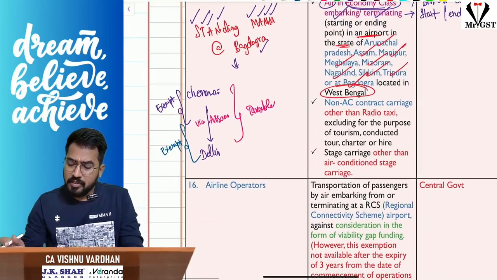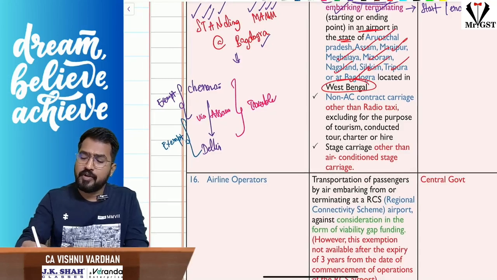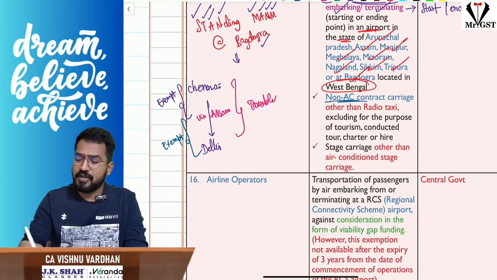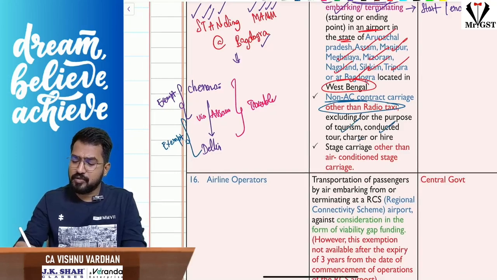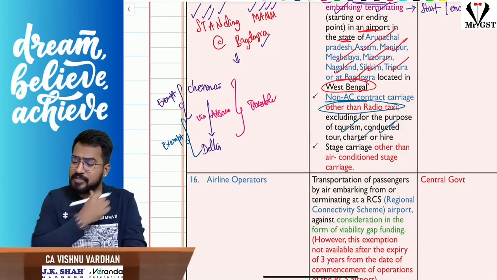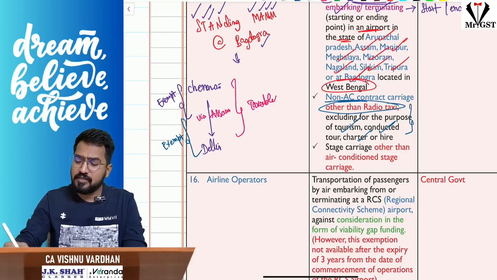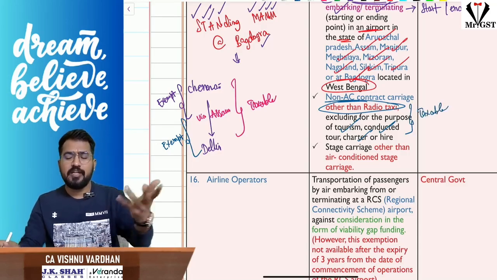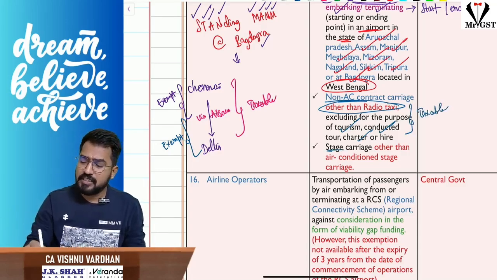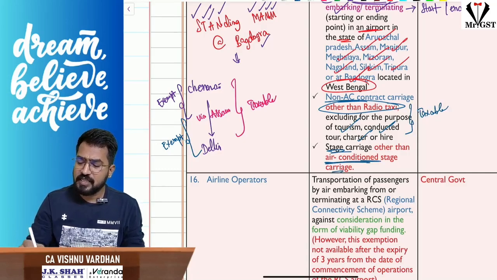Next, if you are transporting passengers through non-AC contract carriage other than radio taxi, excluding tourism purpose, conducted tour, charter or hire, then it is exempt. That means radio taxi, tourism, charter or hire, all that stuff is taxable. For any remaining purpose, it is exempt. Stage carriage also, if it is AC stage carriage, then it is taxable, non-AC means exempt.